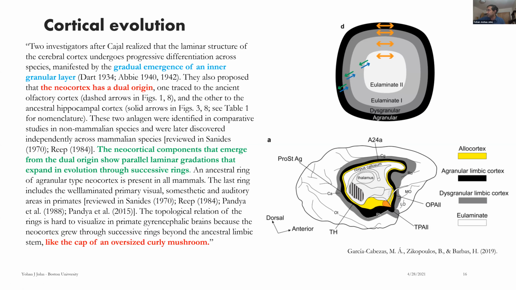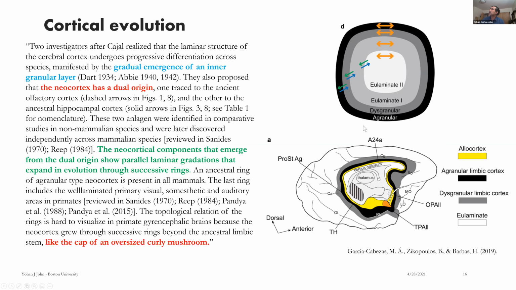So this D was what I was initially thoroughly confused by, because if you notice, the agranular is on the outside and the eulaminate is on the inside. So this is a purely topological representation. It's flattened. So imagine that you've got a rubber balloon that you're turning inside out, so that the mouth of the balloon is stretched out to be on the outside. That's basically what's happening here.